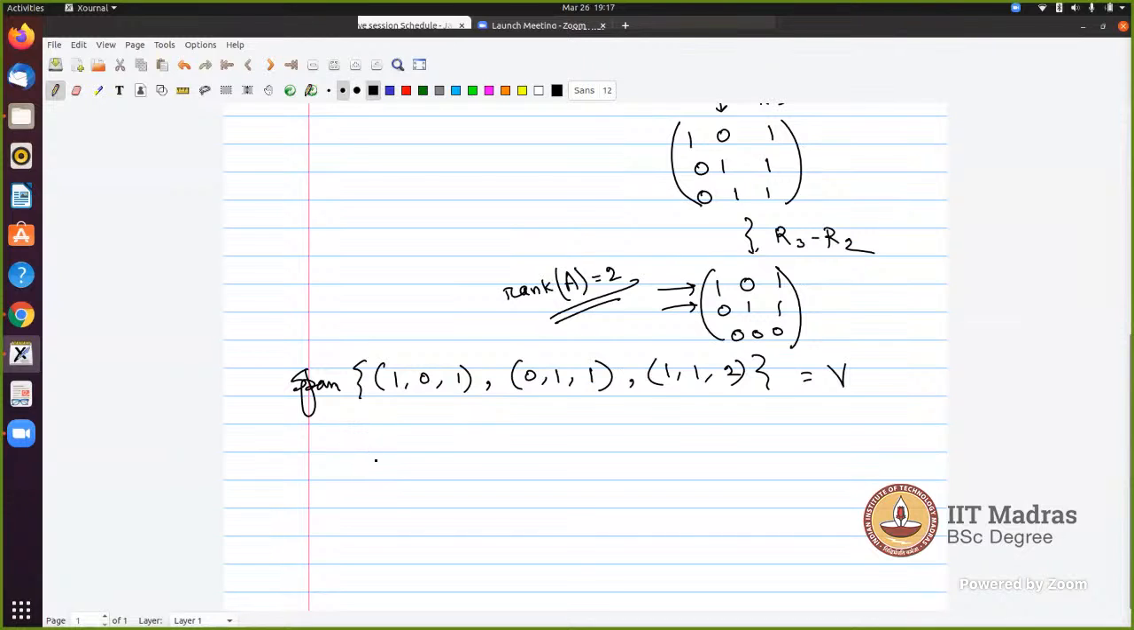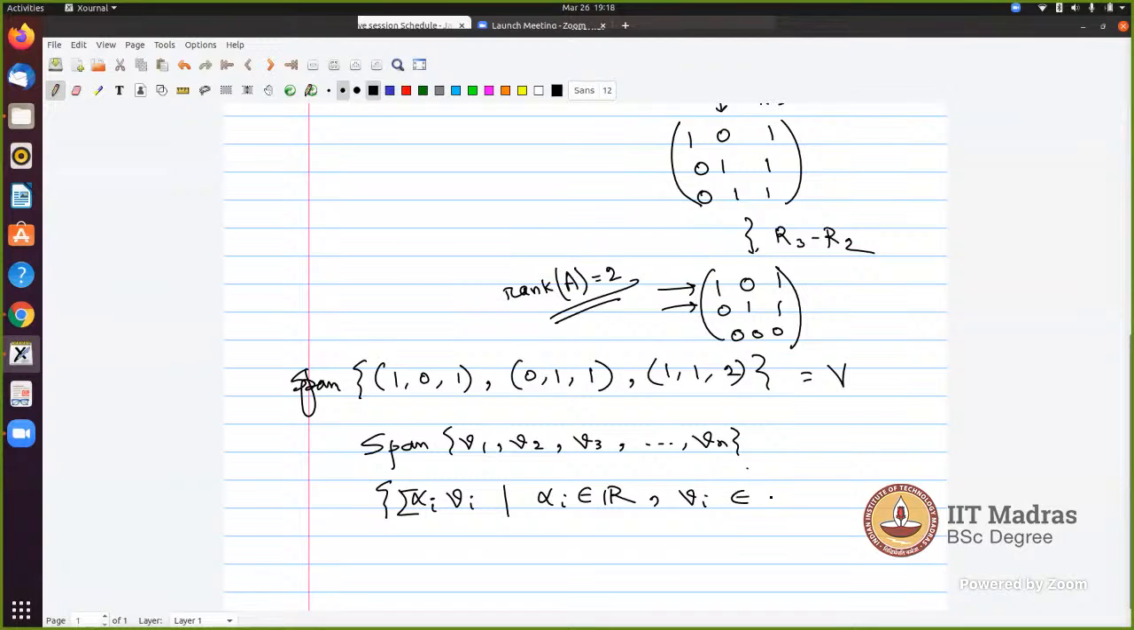Exactly. So span of this set means basically, suppose I am taking 3 or more than 3, doesn't matter, suppose n vectors. So span of this is basically the set of all linear combinations, such that each Vi is in this set. This set is S. Which will qualify the rules of a vector space. Basically we are taking all such linear combinations, and whatever the space we are getting basically forms a vector space, right?